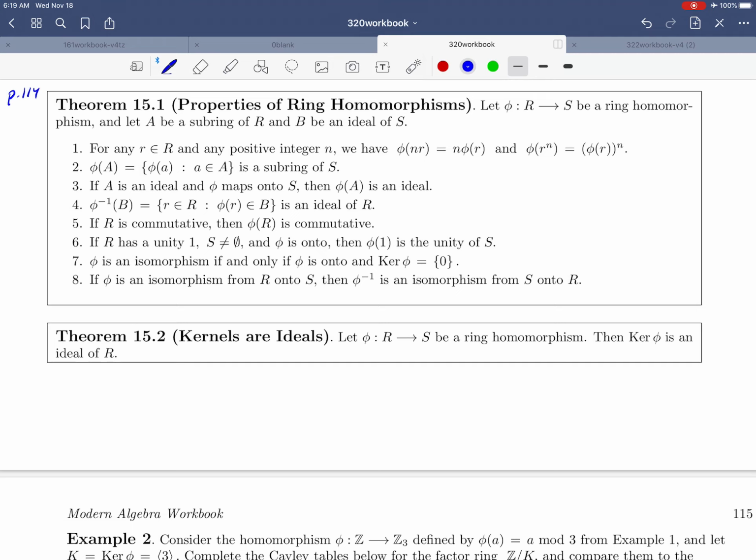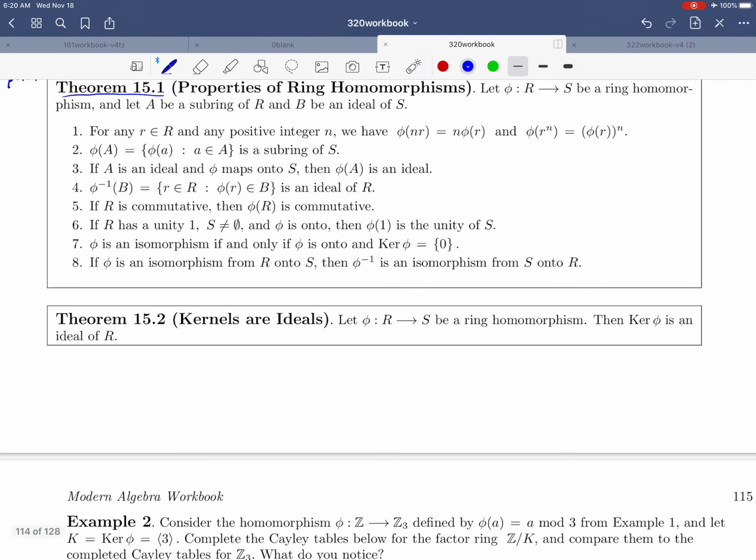As you look through the properties on this list, you're going to notice some definite similarities between the properties here in Theorem 15.1 and the properties that were listed in Theorem 10.2. So you can think of this theorem as just being the analog of Theorem 10.2 for rings.